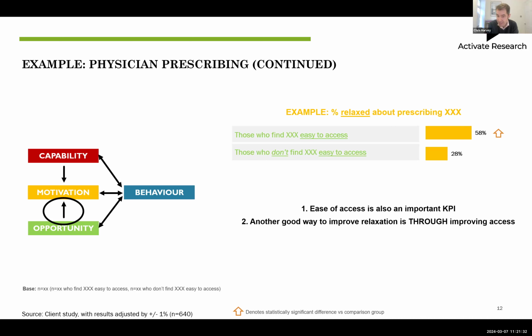So in terms of the takeaways, again, we had validation that ease of access is an important key performance indicator. In this, it's a key driver of relaxation in prescribing. And then again, we were able to say to the client, if you want to improve relaxation in prescribing and hence prescribing of this particular treatment, a great way to do that would be also through improving access.